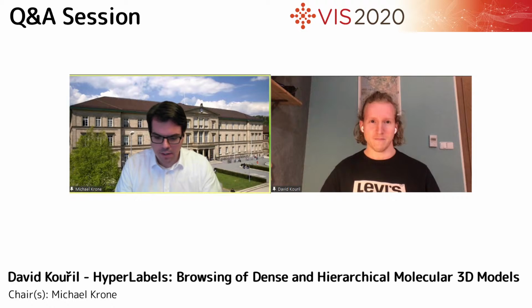So we have a question from Laura Garrison: how do you handle the movement or possible occlusion of the labels as you orbit around the scene?